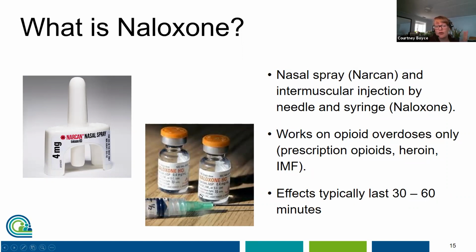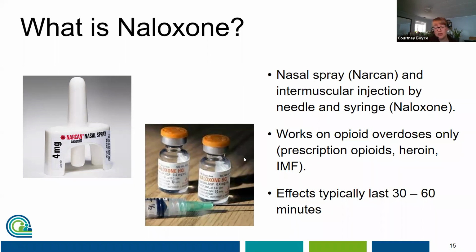Naloxone only reverses opioid-related overdoses, so prescription opioids, heroin, or illicitly manufactured fentanyl. But as we know, we're seeing a saturation of synthetic opioids in our community supply. Fentanyl is in almost every substance. We're seeing that in methamphetamine. We're seeing OxyContin tablets being pressed to look like pills, but they're actually compressed fentanyl. And so it's important to have naloxone available regardless of the form of substance that an individual uses, because it could be cut with an opioid.